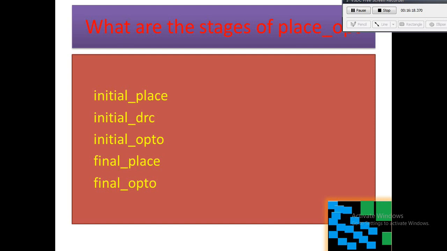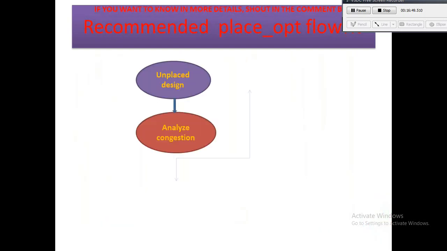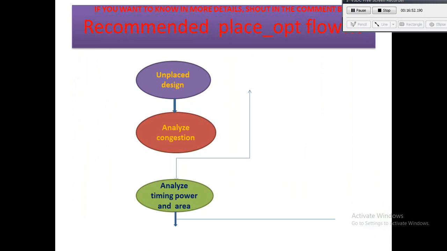The next stage is initial optimization or initial_opto. In this stage it performs quick timing optimization. The next stage is final placement or final_place. It performs incremental and final timing driven placement to improve timing and routability, with global routing used for congestion removal. And the last stage is final optimization, that is final_opto, which performs final full scale optimization and legalizes the design.